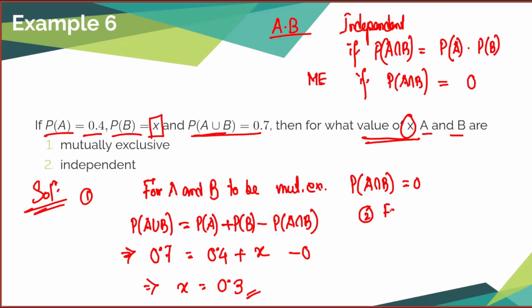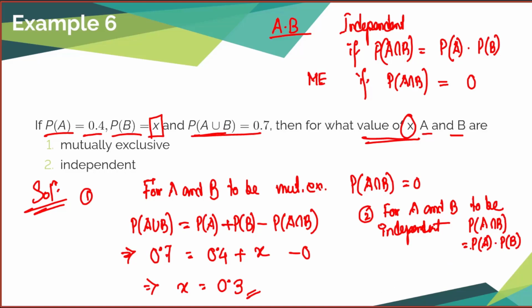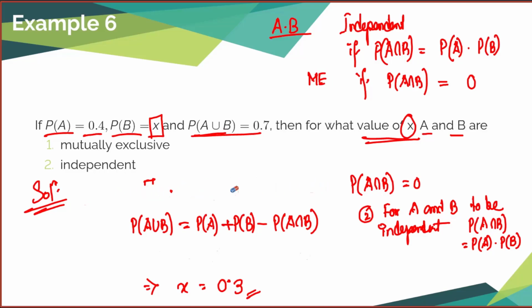Number 2, for A and B to be independent, probability of A intersection B should be equal to probability of A into probability of B. This condition should be satisfied. Then here we can modify the calculations, right? So here we can modify the calculation. How we can modify?